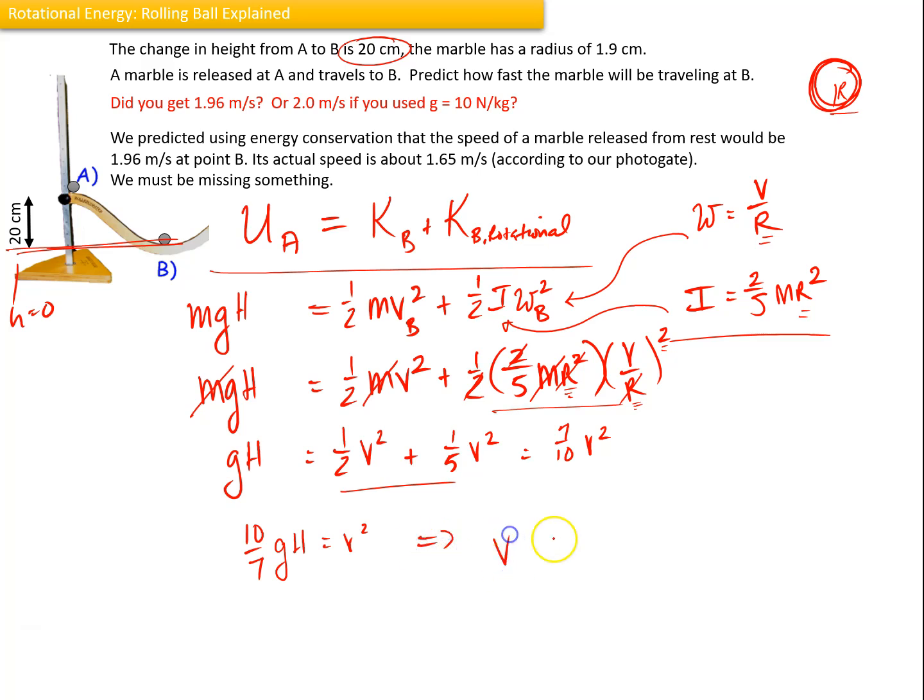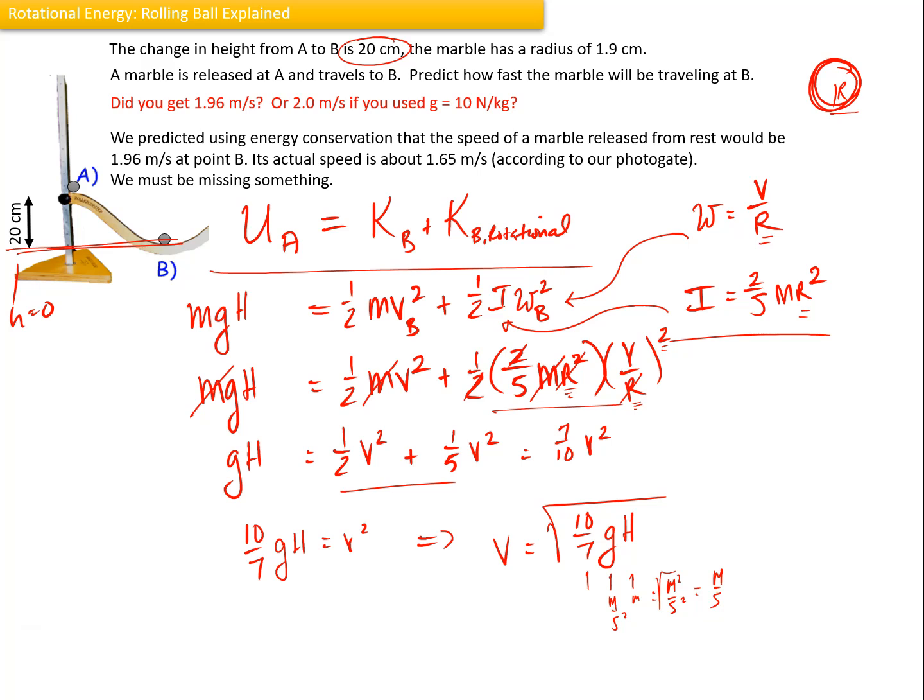So we end up with our velocity at the bottom being equal to the square root of 10/7 gh. Let's do a quick check of units to make sure we didn't make some mistakes. This is unitless. This has units of meters per second squared. This has units of meters. So that gives us meters squared per second squared, square rooted, which is meters per second, which is the units of velocity that we're looking for.